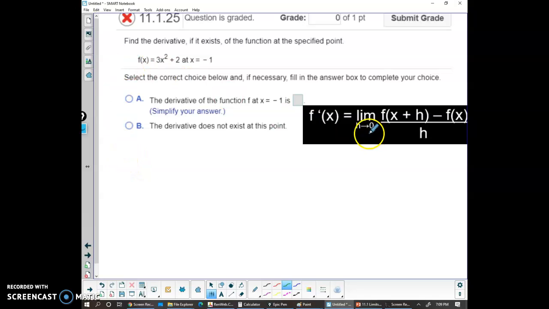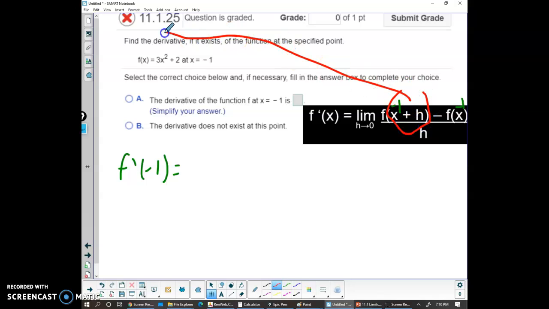All right, so let's start by writing out f prime of -1. We're substituting -1 for x. So instead of x plus h, we're doing -1 plus h, and then this x is -1. So we're substituting -1 plus h in place of this x right here. I'm going to type it out to keep things neat.